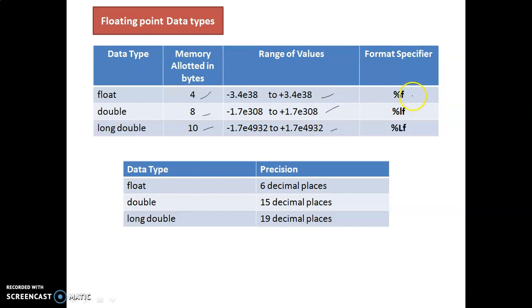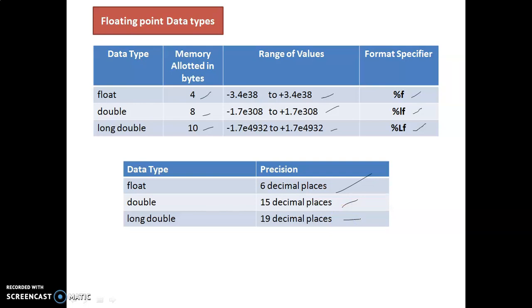The format specifier used for printing a floating point value is %f, for a double value it is %lf, and for printing a long double value it is %Lf. And the precision values, that means the number of decimal places: float supports 6 decimal places, double supports 15 decimal places, and long double supports 19 decimal places.